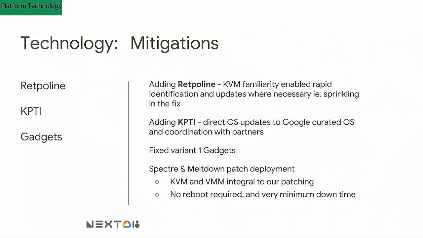Okay. So what were those mitigations? The first one was something that we developed, an engineer on the kernel team at Google, Paul Turner, developed called retPoline. I'll talk about that in detail in a minute.